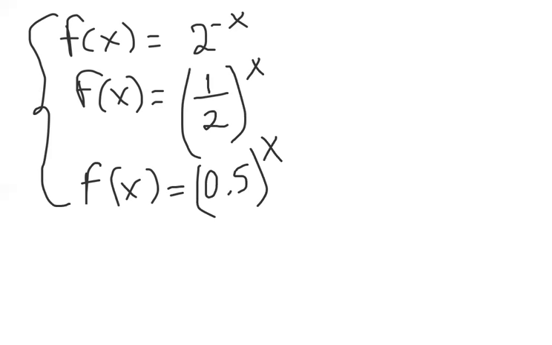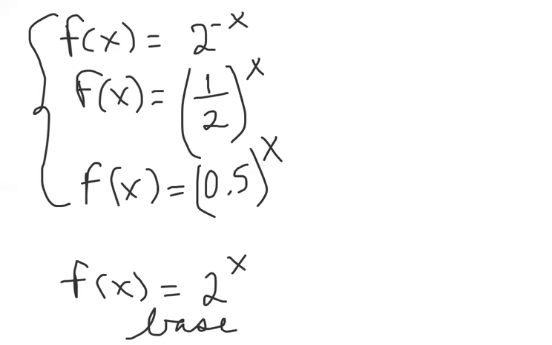Now, I know what some of you are going to be saying. Well, how can I tell the difference between an exponential growth and an exponential decay? So these are the exponential decay functions. The exponential growth function was f of x is equal to 2 to the x. How can I differentiate between growth and decay? To determine whether you have a growth or decay, look at the base. If the base is greater than 1, then it's indicating you have a growth.